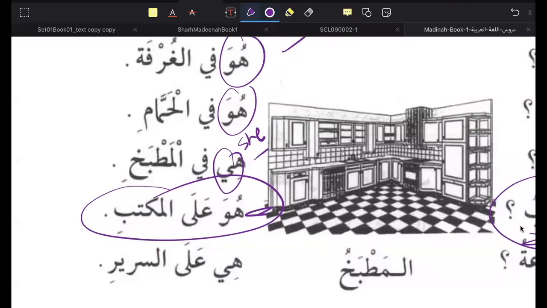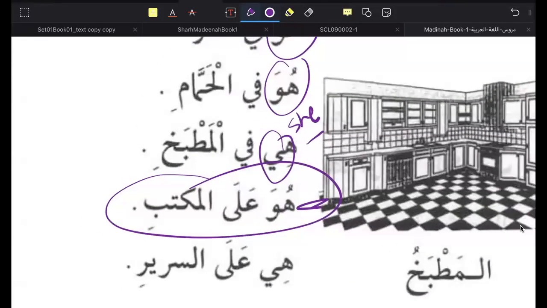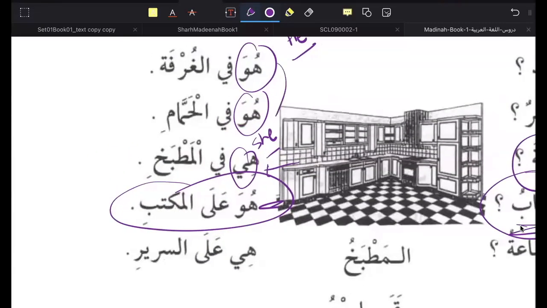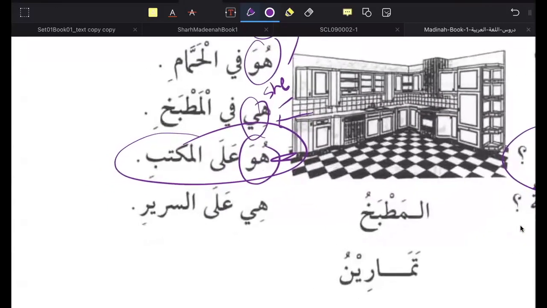By and large, if you are wondering how we define masculine and feminine in an object, since we don't have "it", we are forced to use one of these two pronouns, huwa or hiya. We have no other choice. So which one do we use? If the word is masculine, we will use huwa. And if the word is feminine, we will use hiya.